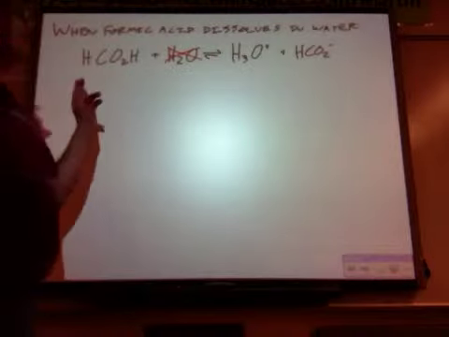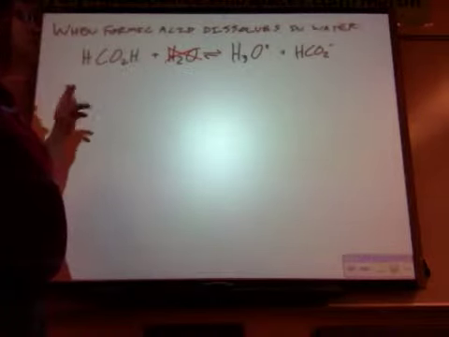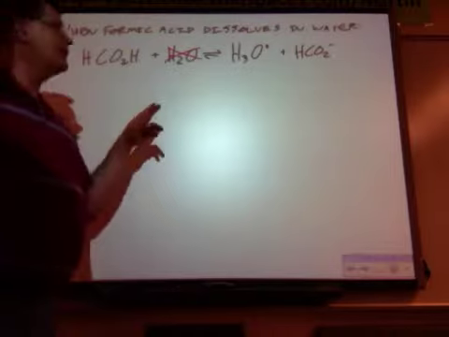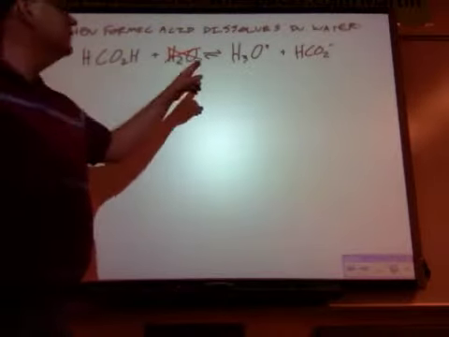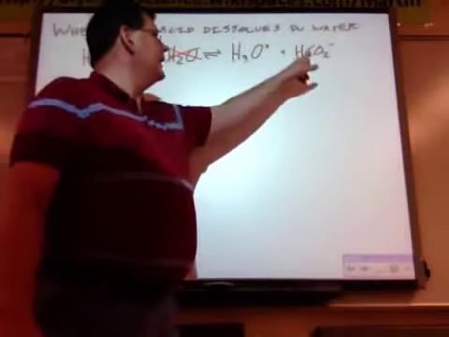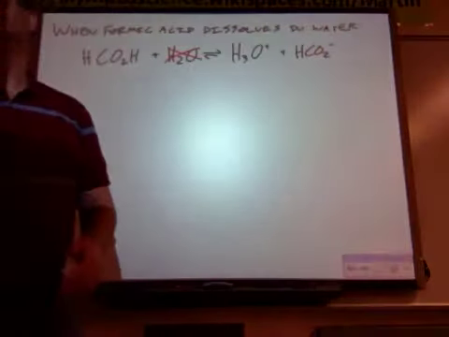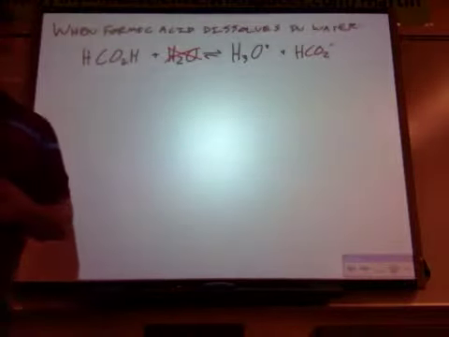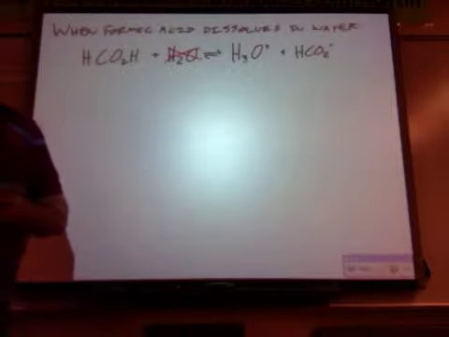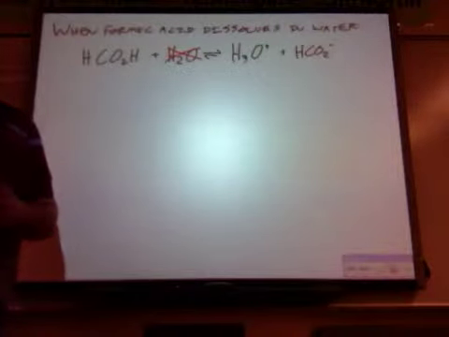Now, another question for you. Which is going to be present in larger amount: formic acid, or hydronium and formate ion? Which is there going to be more of? And how would you know the answer to that without knowing anything else?